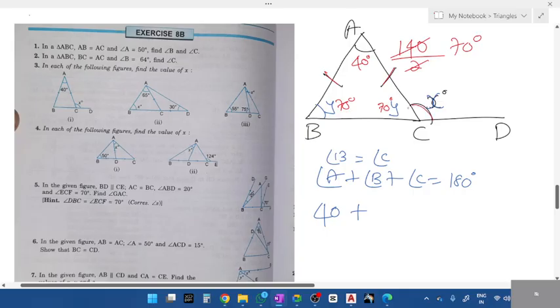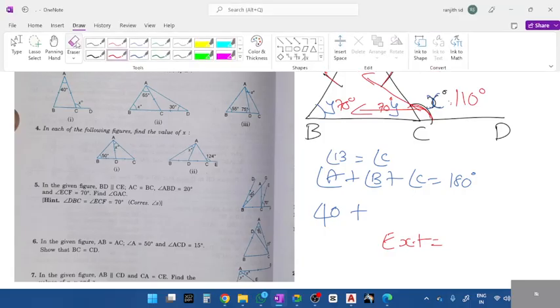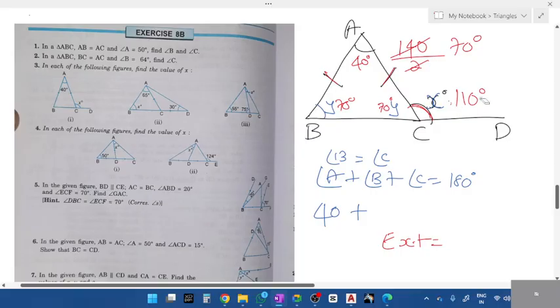Now, how do you find this x, students? How do you find the exterior angle? What's the formula for exterior? Exterior angle is equal to the sum of interior opposite angles. So which two do you have to add? 40 plus 70 is 110. Right, this is completed.